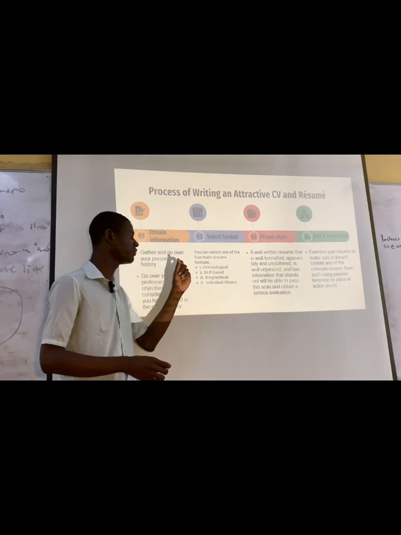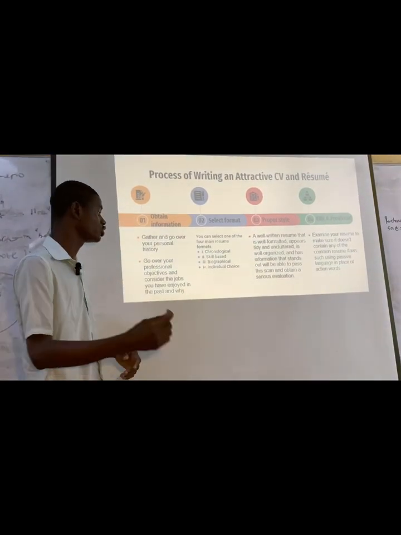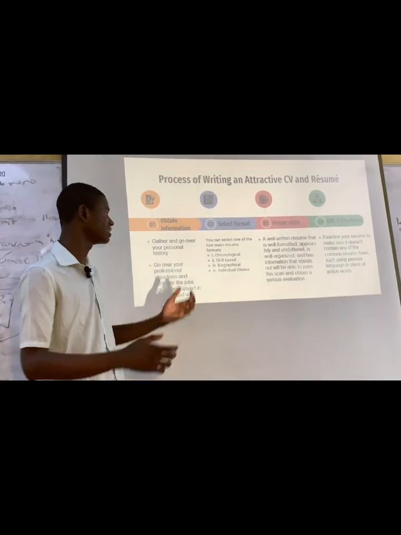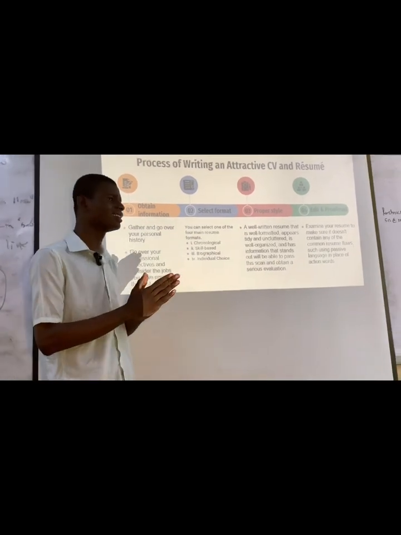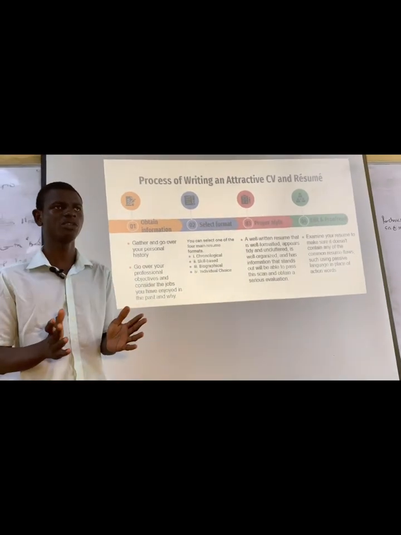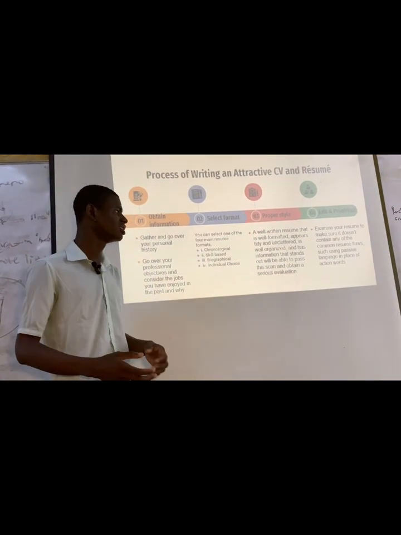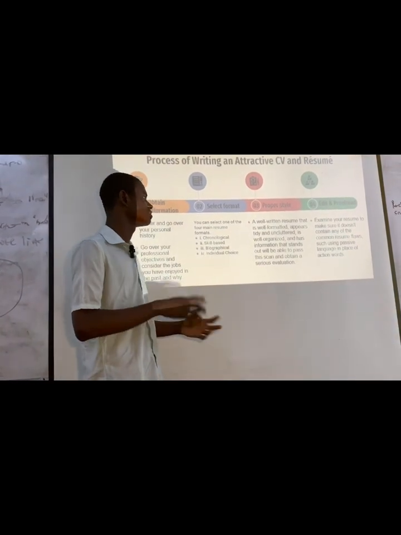The second one, select a format. You now choose either of these 4 formats. Either it should be chronological or skill-based or biographical or your individual choice. The next one is proper style. Now, there are proper ways to write a CV and resume, and people who want to apply for a job shouldn't use another style. They are well organized, so you will use a well organized style for it.